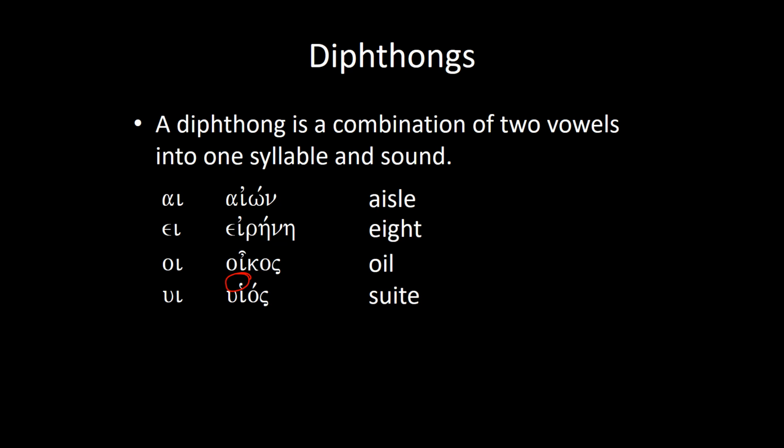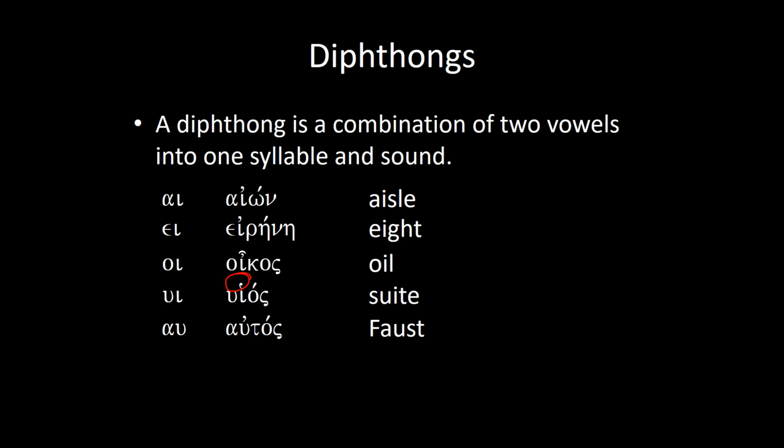So when you hear me saying huios, you hear the H at the beginning. That H is from the breathing mark, the rough breathing mark, and then the "wee" is from the upsilon iota. Like our word sweet makes that "wee" sound, sweet. Alpha upsilon makes the ow sound. This word is the word autos.